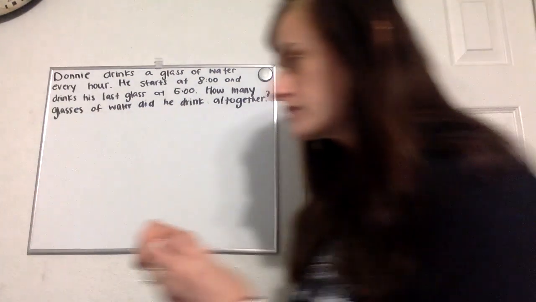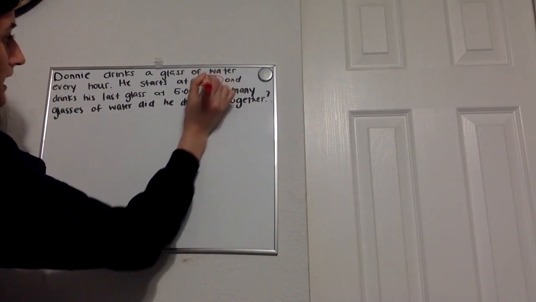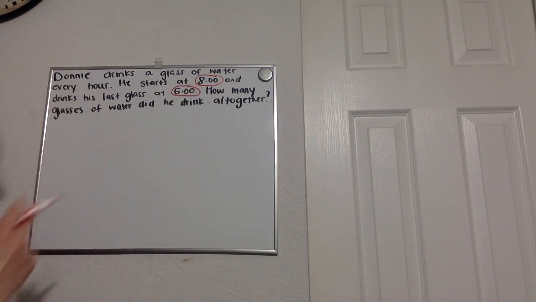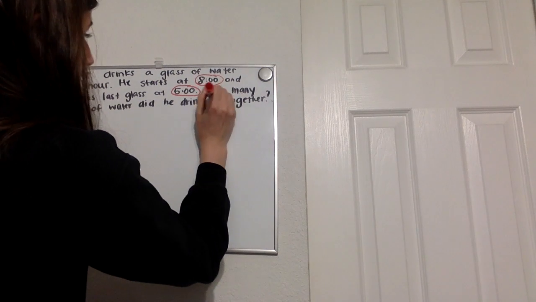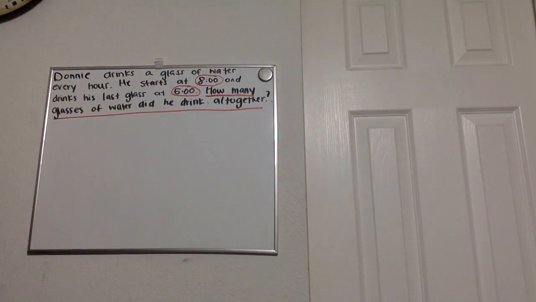So first I'm going to do CUBS. I'm going to circle my numbers first for C. I have 8 o'clock and I have 5 o'clock. Next I'm going to do the U, which is underline my question. How many glasses of water does he drink all together? Then B, box keywords. These are a few keywords that I know I'm going to need.